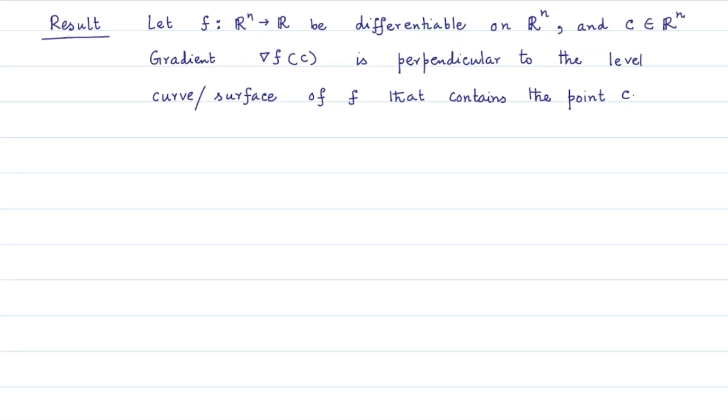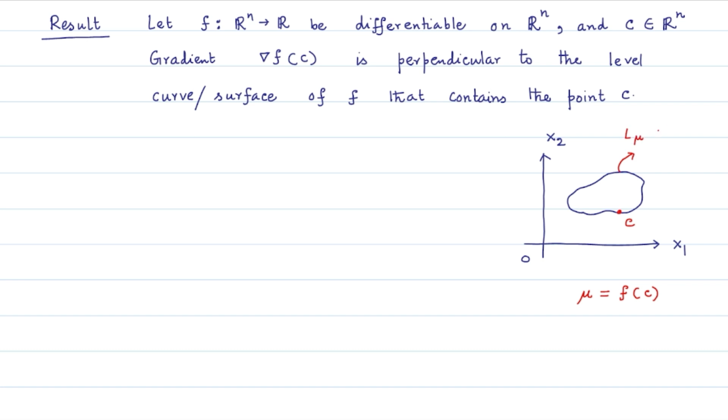By this statement we mean that if we are considering a function of two variables, say x1 and x2, and suppose this curve in the R2 plane is the level curve of the function f that contains the point C. That means if we denote mu to be the function's value at the point C, then this curve is the mu level curve of the function f. That is, L mu is the collection of all points x in Rn such that f of x is equal to mu.